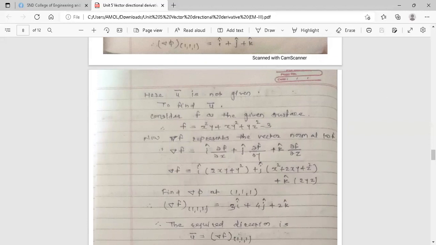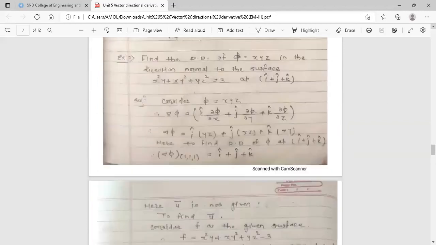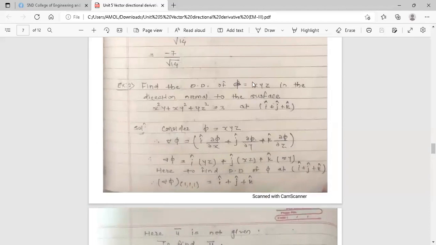Okay. After finding del f, you find its value at 1, 1, 1. Why? Because it is given in the example. We are going to find the directional derivative of phi equal to phi of xyz in the direction of normal to the surface. You first find normal to the surface at i cap plus j cap plus k cap. So this is a position vector, so the coordinates are 1, 1, 1. So we are going to find the normal to this surface at point 1, 1, 1.